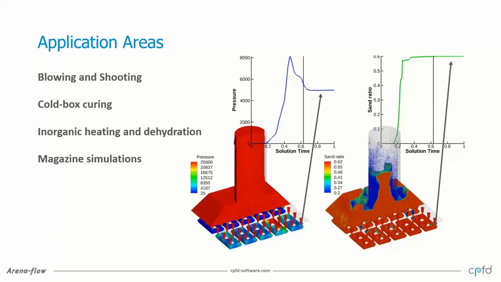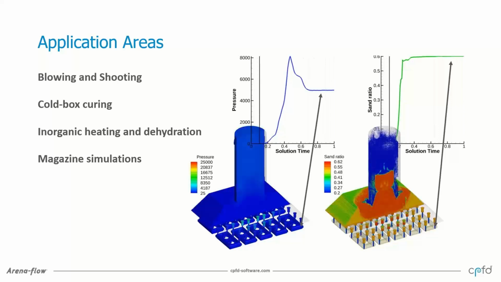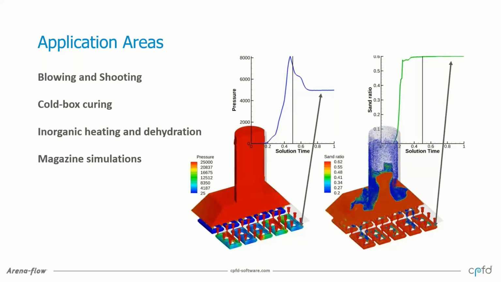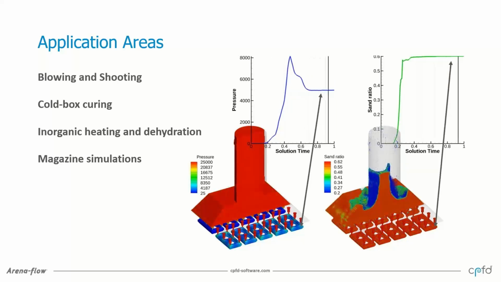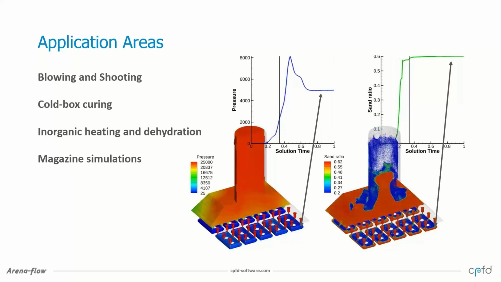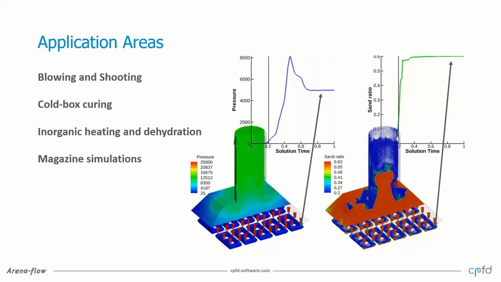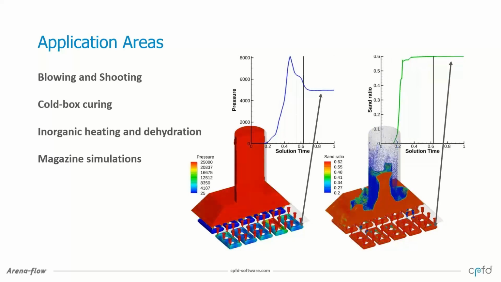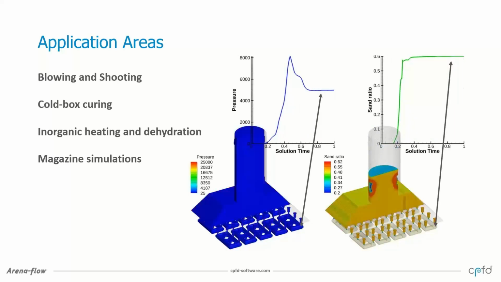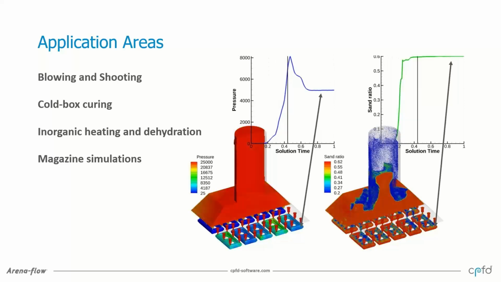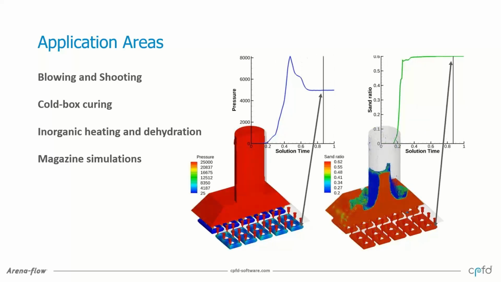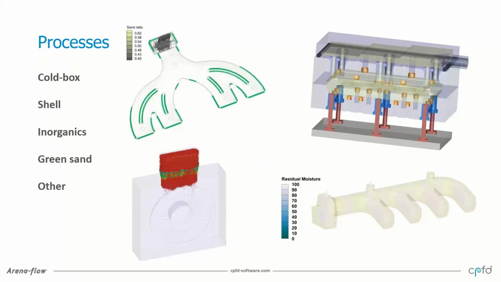And while a lot of what we'll show on this particular webinar is individual cores, these cores hang under magazines, whether it's a single core, multiple cores, or a family box. And so Arena-flow is used for that, especially for large cores, cores that might require double blow or might not have sufficient sand in the magazine. Arena-flow is a powerful tool for that.